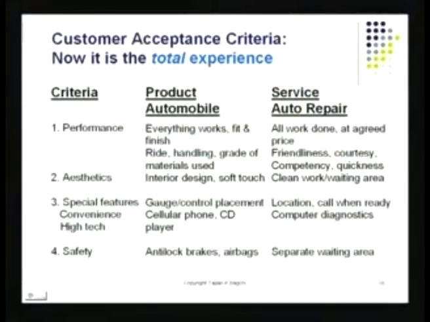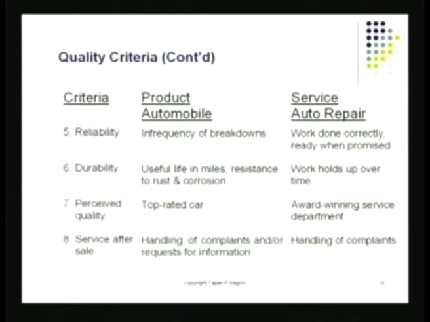And this is true for automotive. There are a couple of slides here you can see. I look at performance, I look at aesthetics, I look at special services, I look at safety, then I look at reliability, deliverability and durability, perceived quality and service after sales. All these different things I look at, and there's always a product component and there's a service component with any of these.